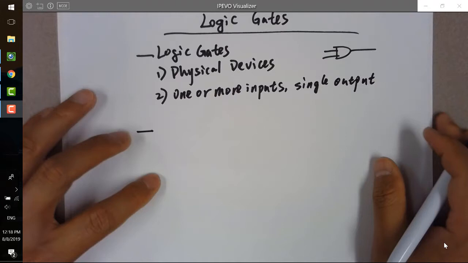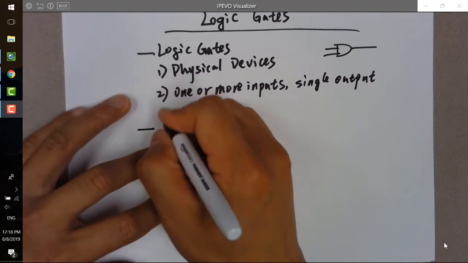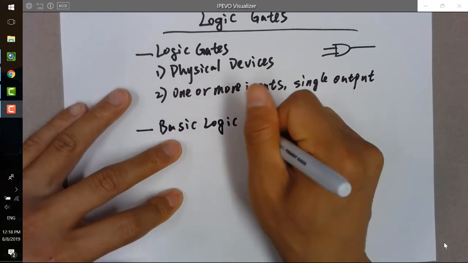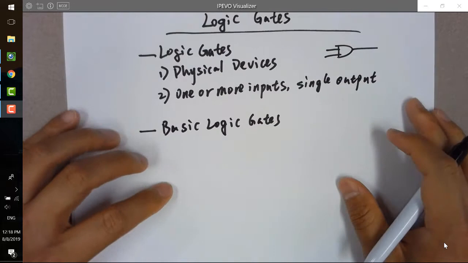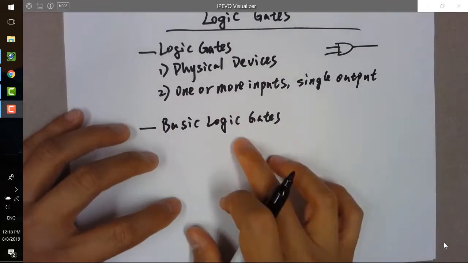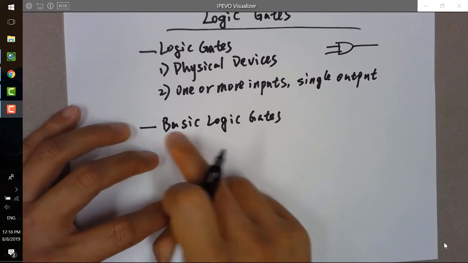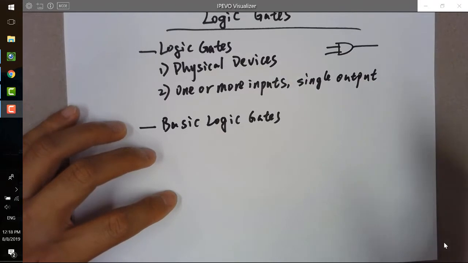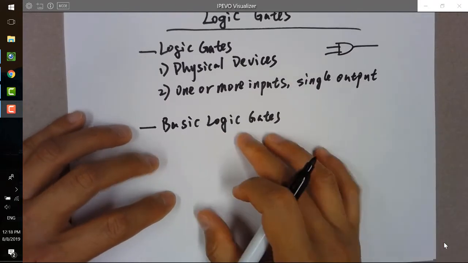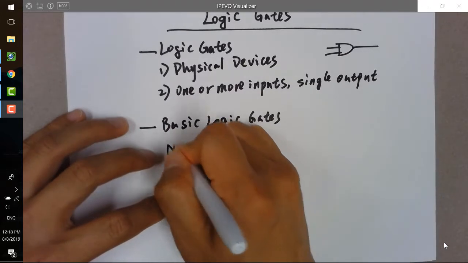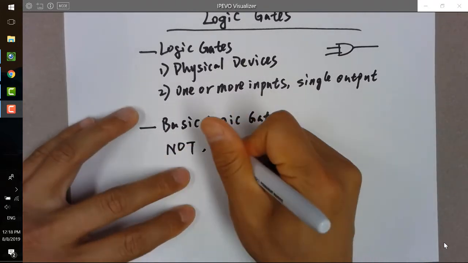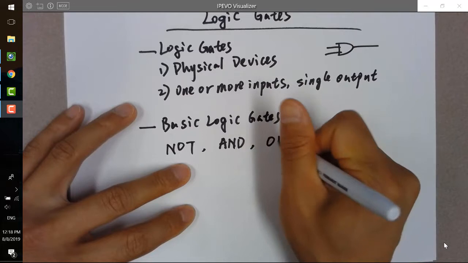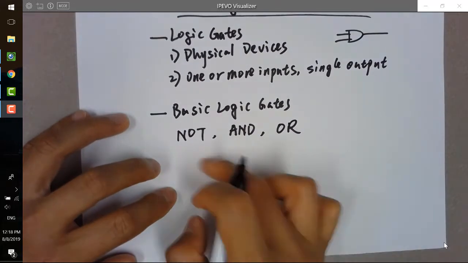There are literally 3 basic logic gates, which means all the other bigger logic gates consist of these basic logic gates. You can use these basic gates to build more complicated logic gates. So they are a NOT gate, AND gate, and OR gate. So these are the 3 fundamental logic gates.